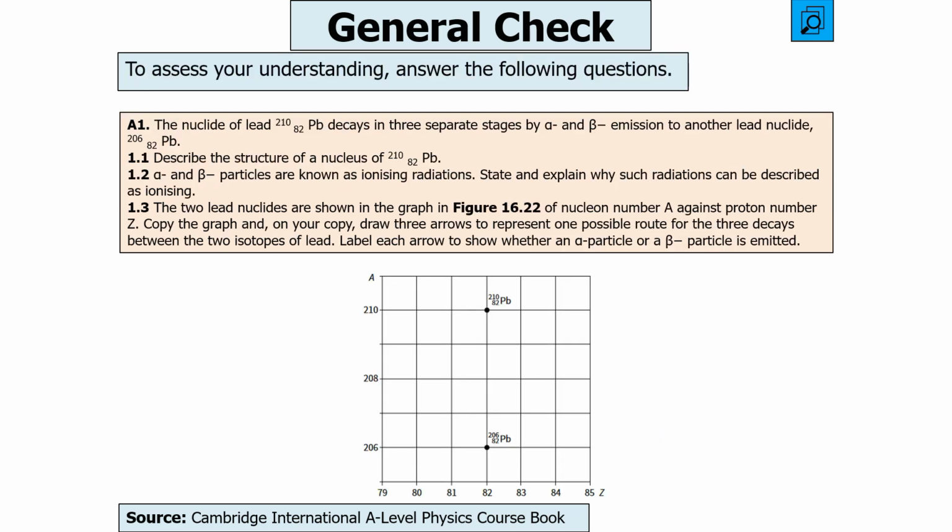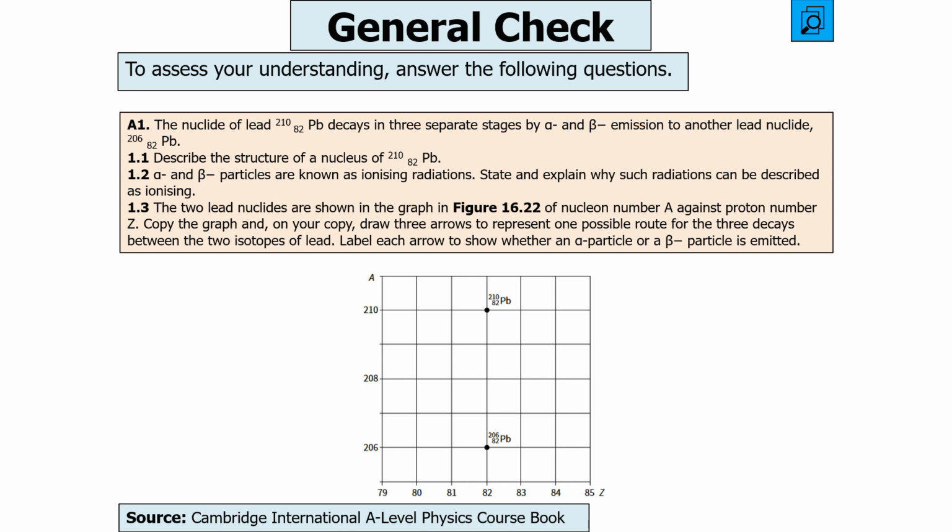The next question says the nuclide of lead-210 decays in three separate stages by alpha and beta minus emission to another nuclide, lead-206. So describe the structure of lead-210, and then alpha and beta minus particles. Alpha and beta minus particles are known as ionizing radiation. State and explain why such radiations can be described as ionizing.